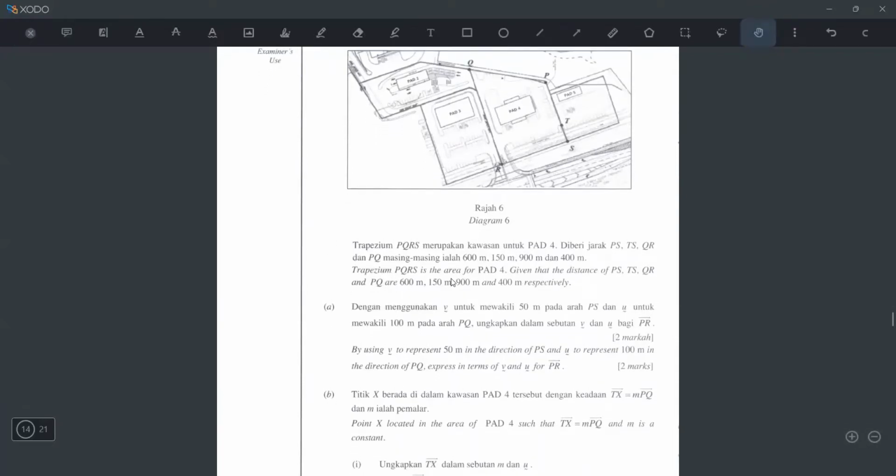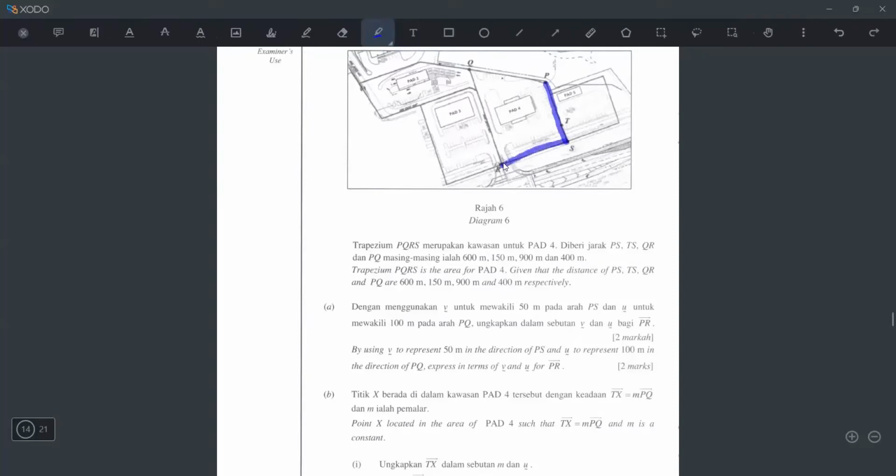Trapezium PQRS is the area for PAD4. Let me highlight it. PQRS, so this area, this area, this area, and this area. This trapezium is the area for PAD4. Given that the distance of PS is 600 meter.